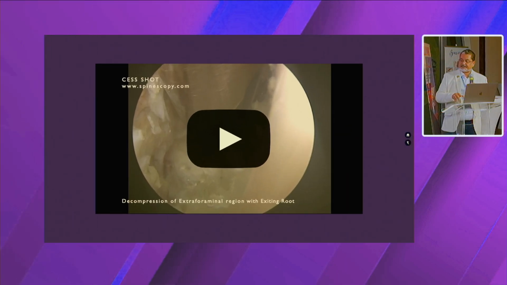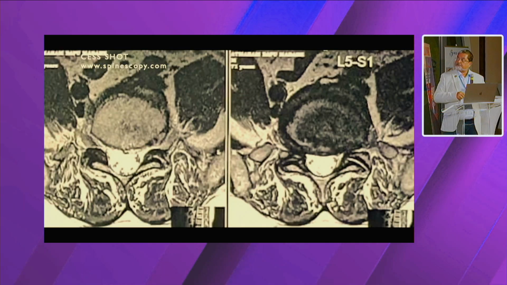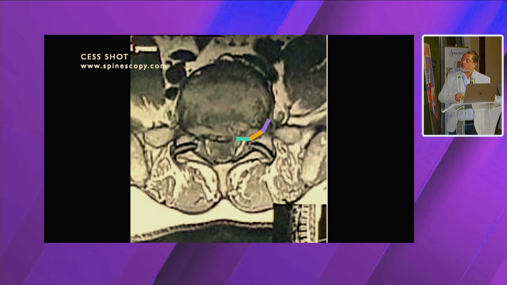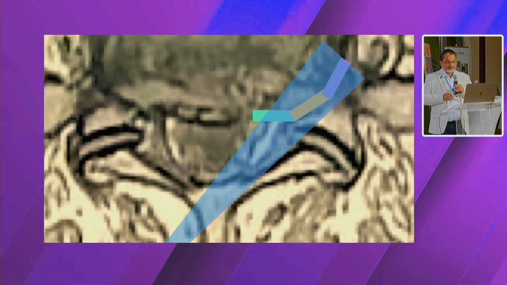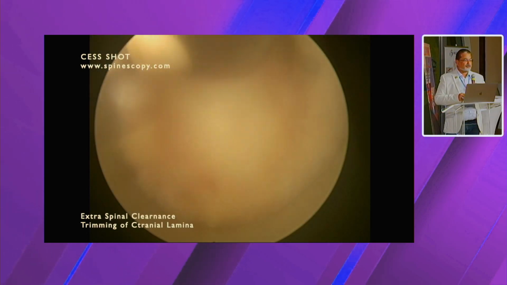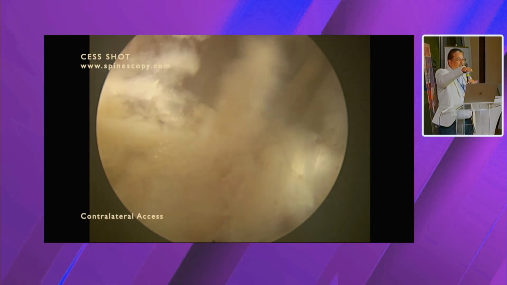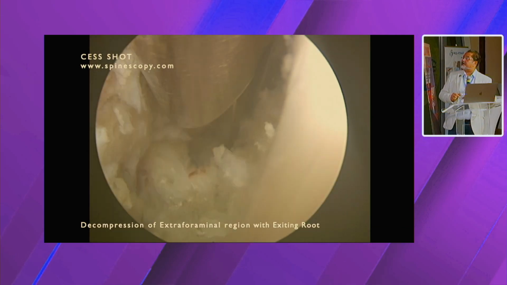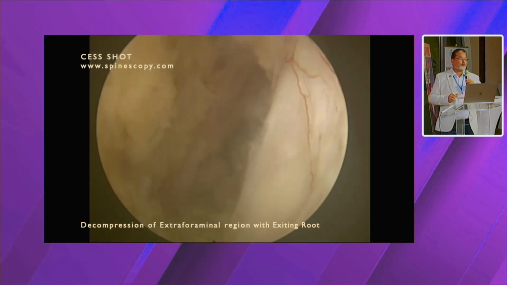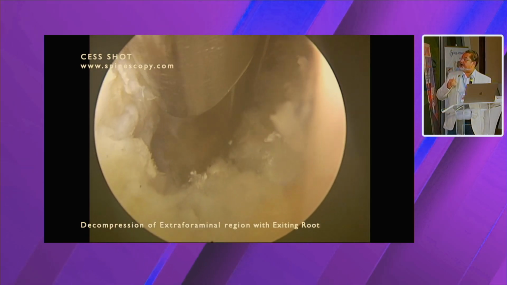So let's see how we do it. So we start from the right side. So first is going to be identification of the spinolaminar junction on the right side. We do a cranial laminotomy so that I have an access underneath the lamina wherein I can go ahead and find. So once I go on the contralateral side directly, I can start seeing the exiting root. And then underneath the exiting root is going to be my pathology. So this is the extraforaminal component of the herniation.